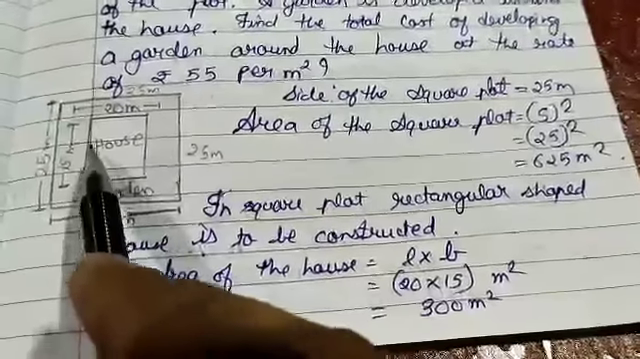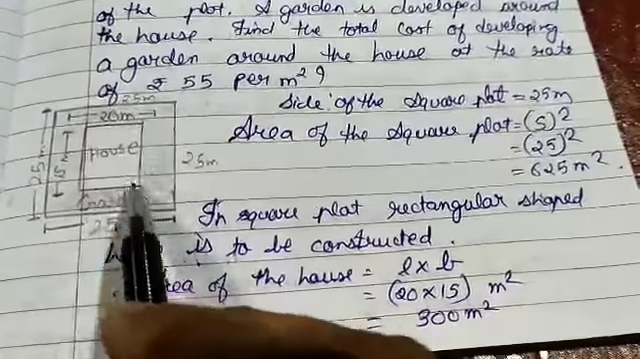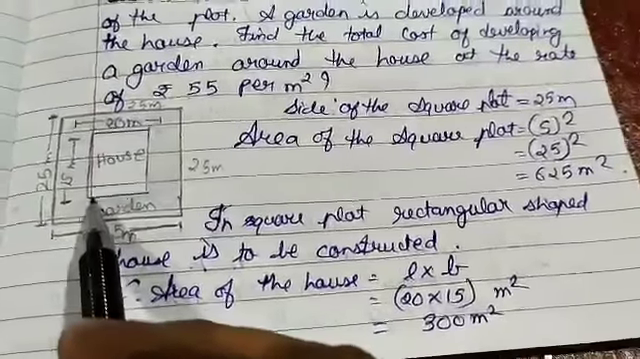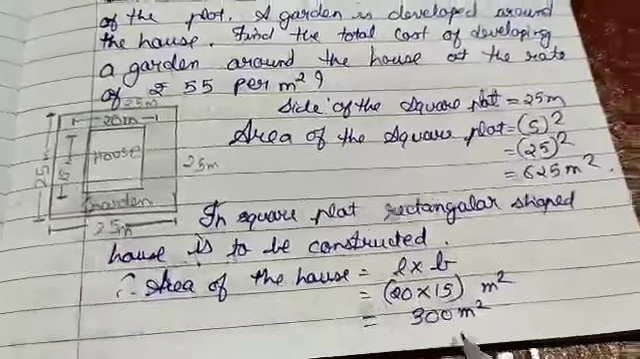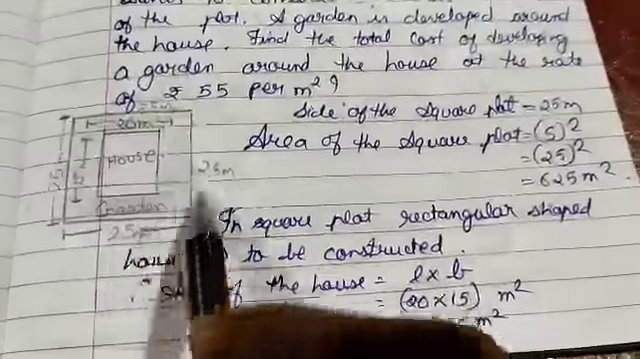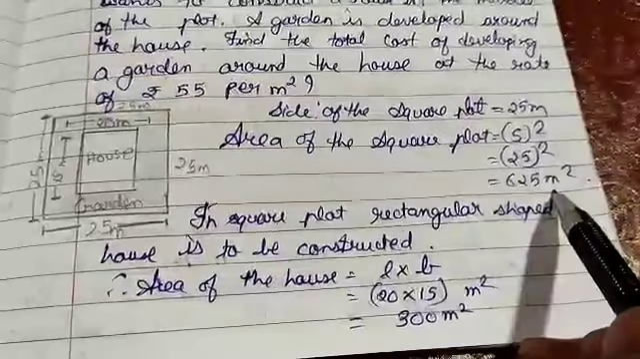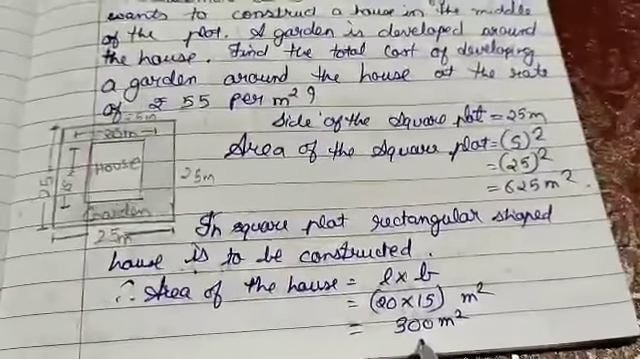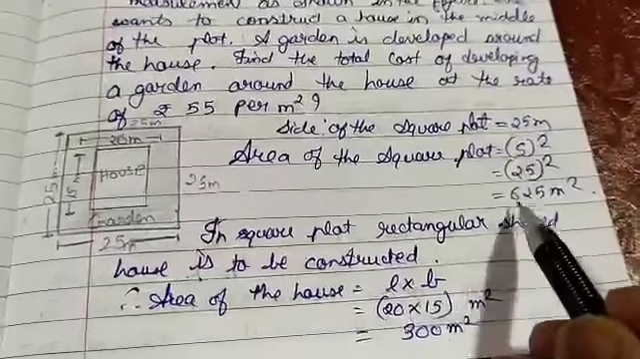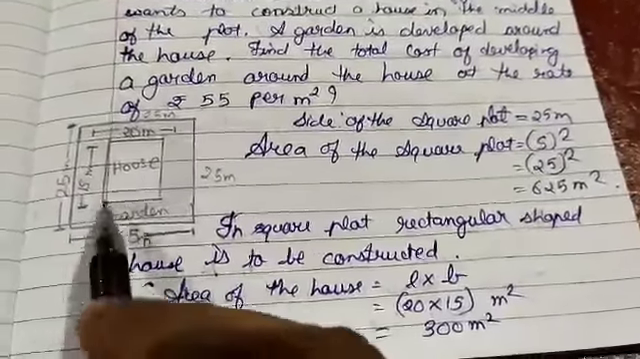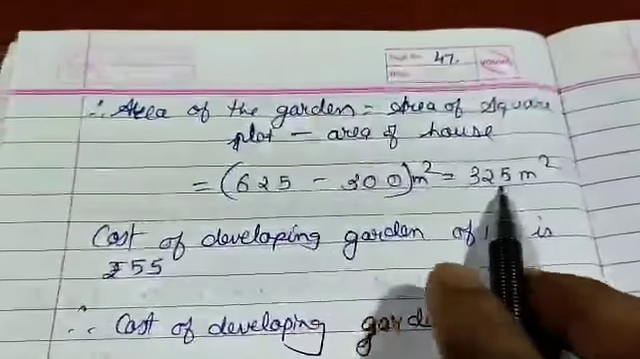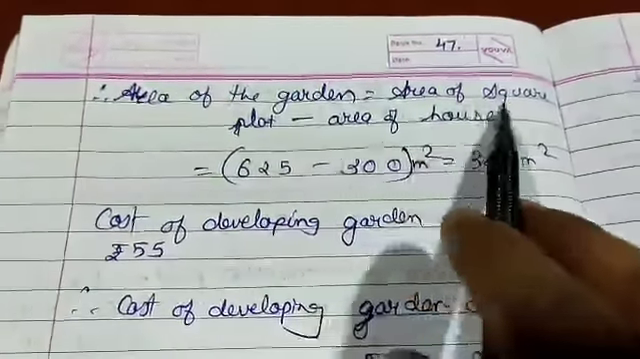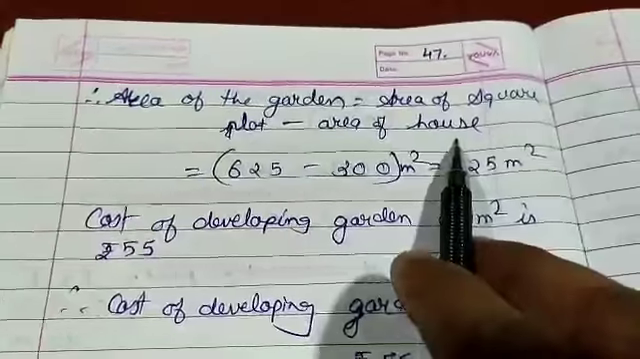Inside the square plot, the area in which she constructs the house is in rectangular shape. The area of the house is length into breadth, that is 20 into 15, which gives 300 meter square. Now dear student, the whole area of the square plot is 625. From 625 you have to subtract this 300 meter square. So 625 minus 300 gives 325. That is the area of the garden, the area of the whole square minus the area of the house.